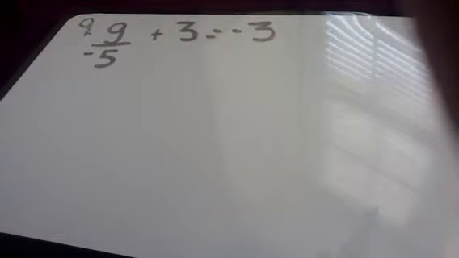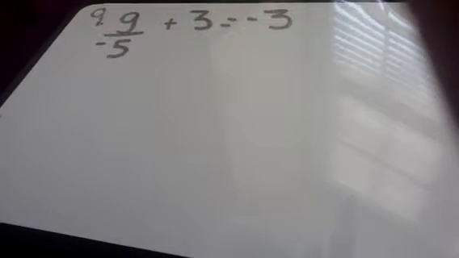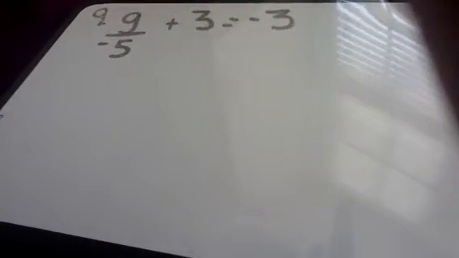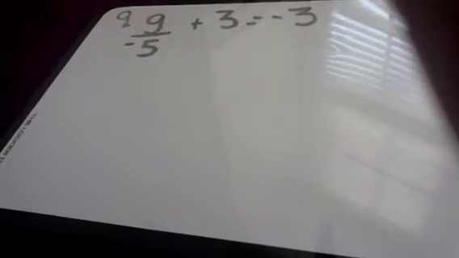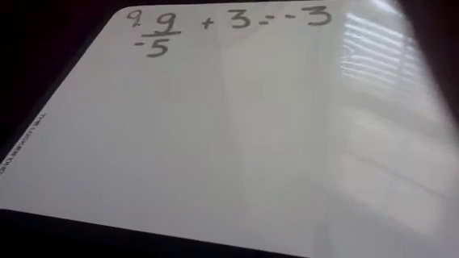I have number 9 says g divided by -5 plus 9, I'm sorry, my hand's in the way, is equal to -3. So I see g is being divided by -5, and again, I don't want that denominator. That -5 denominator is ugly. So I'm going to multiply each side of the equation by -5.